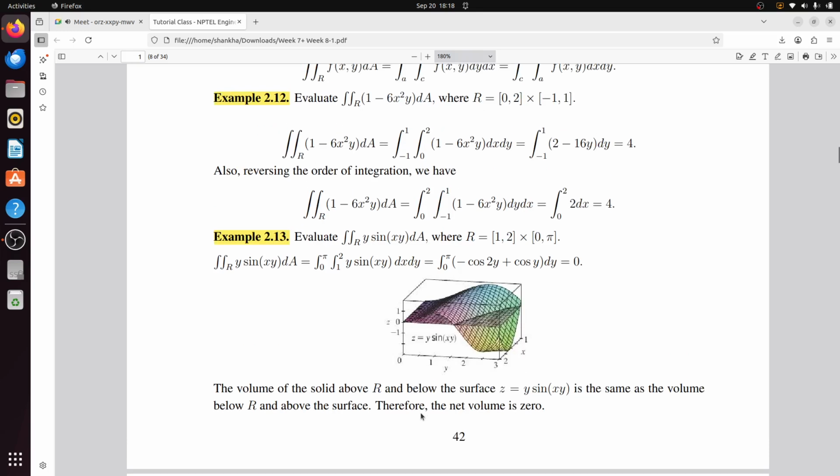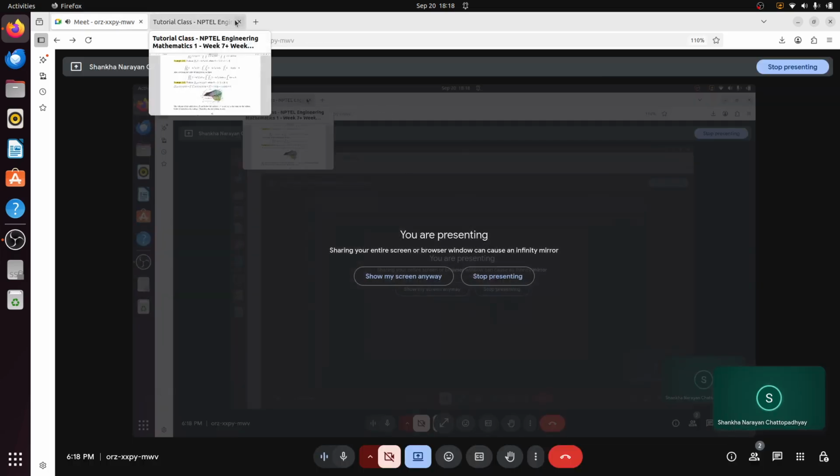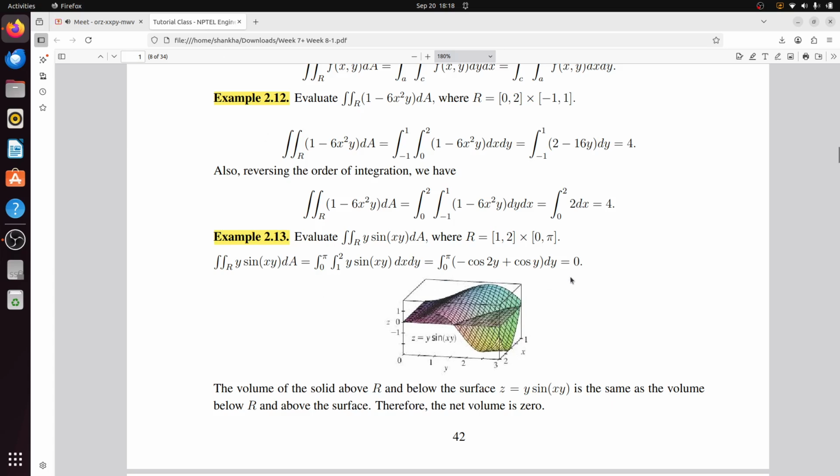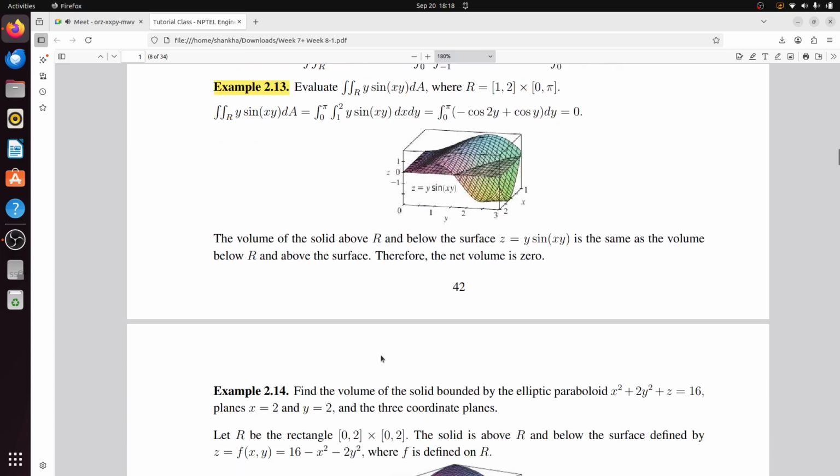And also, if you integrate y sin xy dA, where R is 1 to 2 by 0 to pi, then you will get the value to be 0. What does it signify? It signifies the net volume is 0.